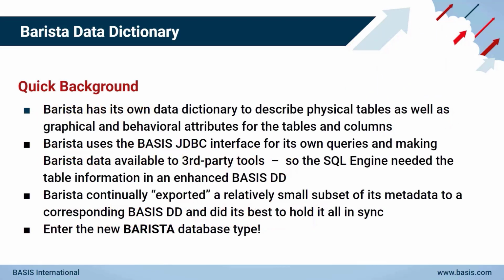To understand what that really means and why it's a good thing, let me give you some background. As a framework for developing graphical applications, Barista has always made use of what I'll call a superset dictionary that stores not only the basics of a data table, column definitions, indexes, string template, and so on, but also lots of other information to describe graphical and behavioral attributes used to create and control forms. Things like control types, column labels, tab positions, validation rules for dates or foreign key fields.